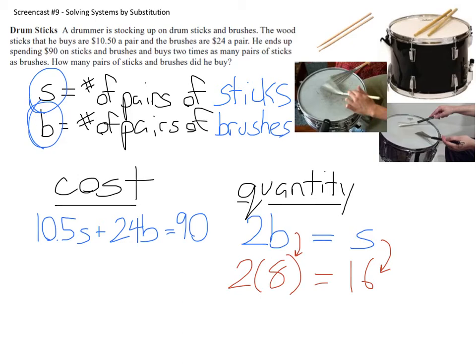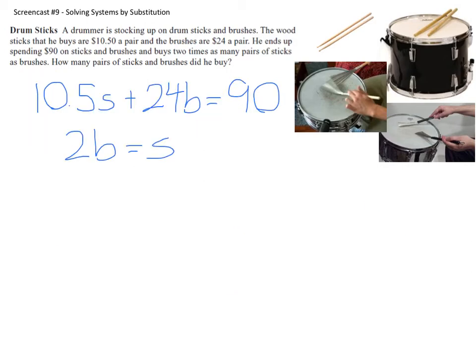Hopefully that did make more sense why 2b is equal to s. So we have both equations in our system: the cost equation, which is 10.5s plus 24b is equal to 90, and now finally our quantity equation, which is 2b is equal to s. Let's start using this. So here's our system again in all its glory. 10.5s plus 24b is equal to 90, and 2b is equal to s. Now let's solve it using substitution.